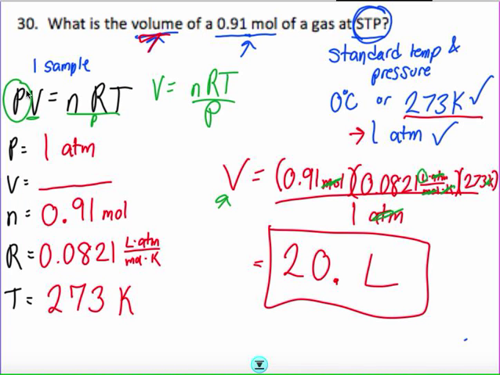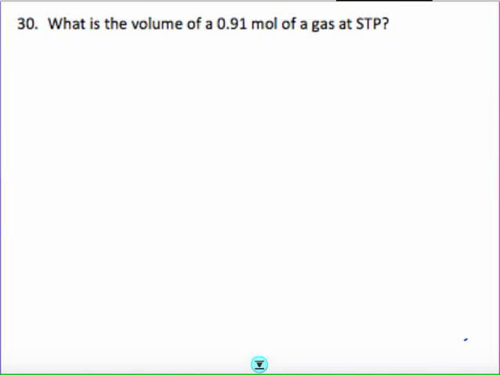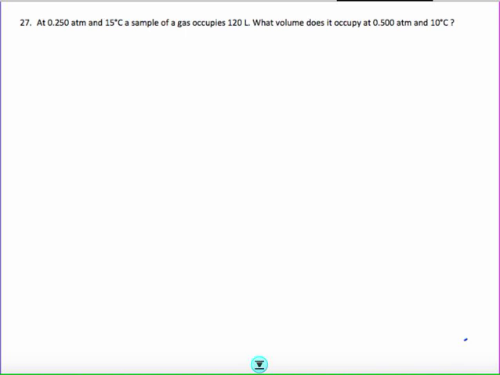Okay, let's look at one more problem. Wait, 2 more problems? Nope, 1 more problem. Looking at number 27, which says a 0.250 atmosphere and 15-degree sample of a gas occupies 120 liters. What volume does it occupy at 0.5 atmospheres and 10 degrees Celsius?